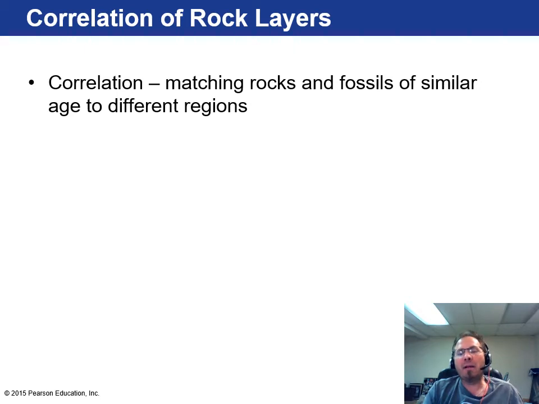And I mentioned again, what we're doing is correlating, trying to match up rocks and fossils of similar ages in different regions. And again, this is the foundation of how they started figuring out continental drift and then eventually the theory of plate tectonics: looking at the fossils and saying, hey, this had to have matched up at some point in time.